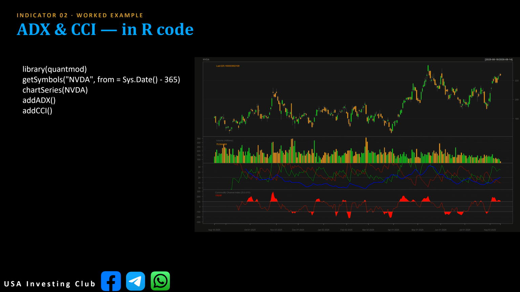For those of you comfortable with R, here's the fastest way to reproduce everything we just calculated by hand, using the quantmod package. You load the library, pull a symbol like NVIDIA over the trailing year with getSymbols, plot the chart with chartSeries, and add an indicator layer on top with a single line of code. A few lines of code recreate the entire 14-period indicator calculation we just walked through manually. The point of doing it by hand first is that now you actually understand what that one function call is computing under the hood, rather than treating it as a black box.